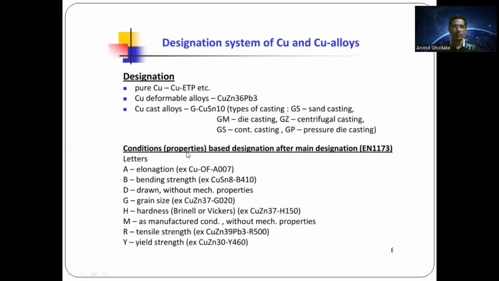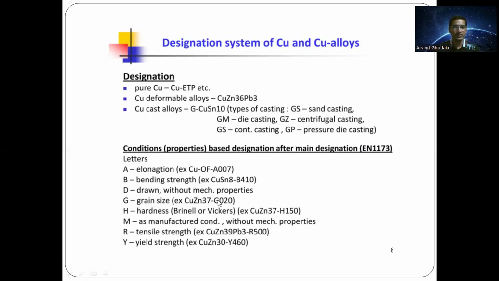Then conditions or properties are based on designation, given after the main designation per EN 1173 letters. A is for elongation, for example copper OF A007. B is for bending strength, for example CuSn8-B410, that is a bending strength of 410 for the copper alloy. D is drawn without mechanical properties.